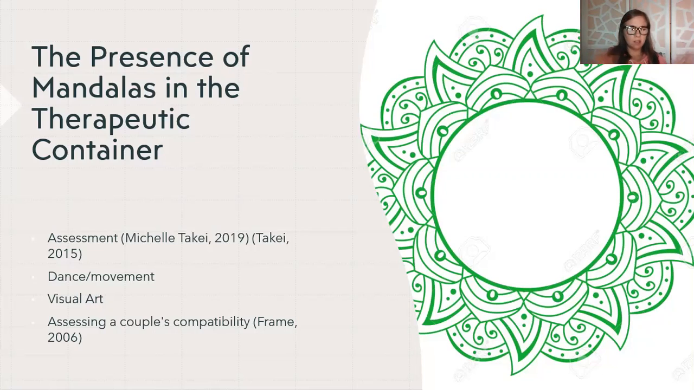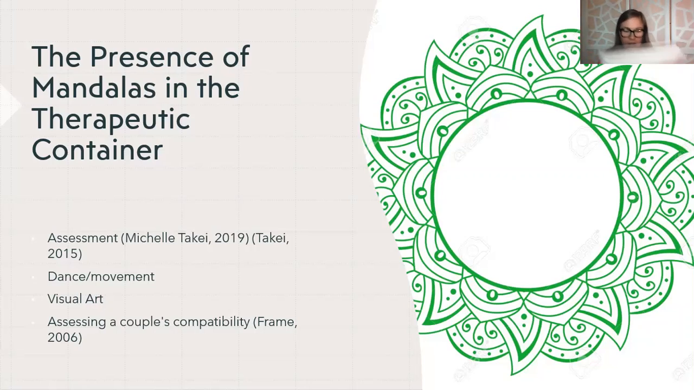And then the last one that I found really interesting that I'm just gonna briefly talk on, I'm not gonna read all my notes, is assessing a couple's compatibility. So using the MARI test, this study had this assessment of a couple's compatibility. This study had each individual of the couple use the card test, and then they created their MARI assessment mandala, and it was looked at individually, and then after looked at individually, it was looked at together.